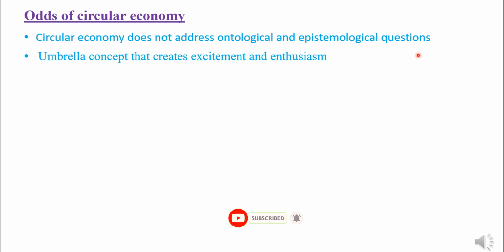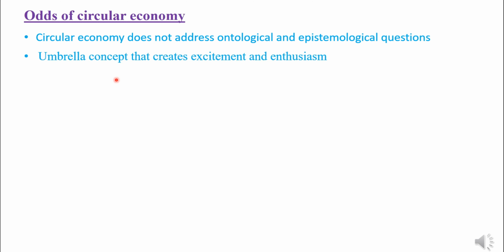So, what are the challenges to apply circular economy in the field? It is said that circular economy does not address ontological and epistemological questions. It is not ethical. It is only on paper that it seems to be a circular economy. When we try to apply it in the field, it becomes difficult.